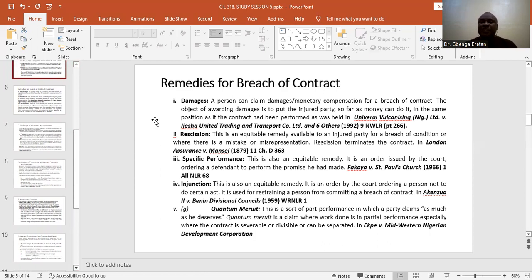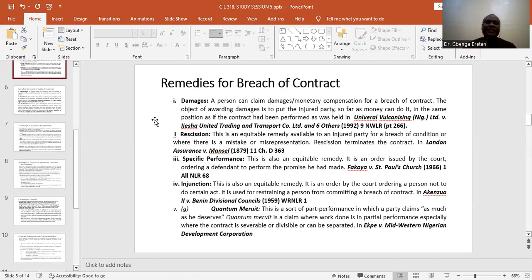And this is the monetary compensation that is given to the person who suffers loss in any contract. That is what we refer to as damages. It is the monetary compensation that is given to the person who suffers loss under a breach of contract. And this was established in Univar Vulcanizing Nigeria Limited versus Ijesha United Trading and Transportation Company Limited and 6 others, 1992, 9th Nigeria Weekly Law Report at part 266. Then we talk about the first remedy, which is damages.